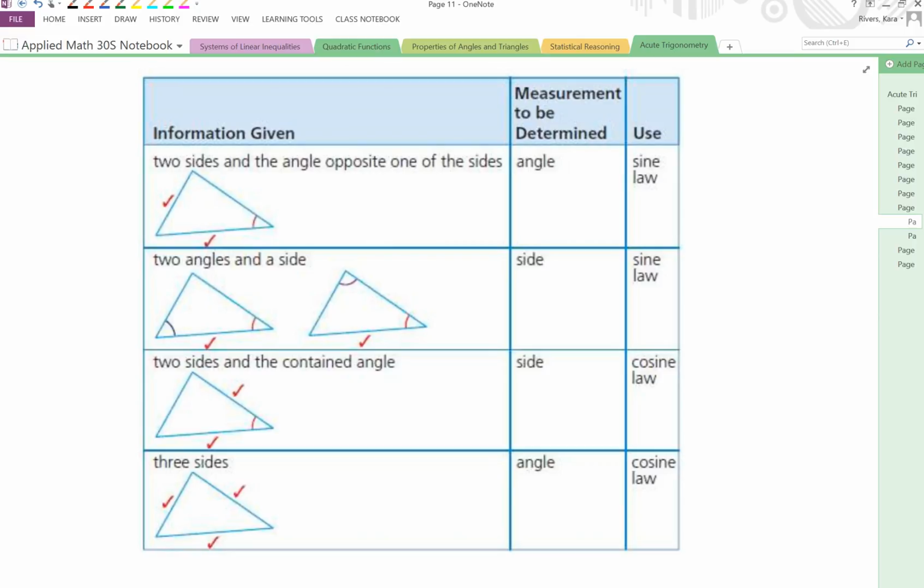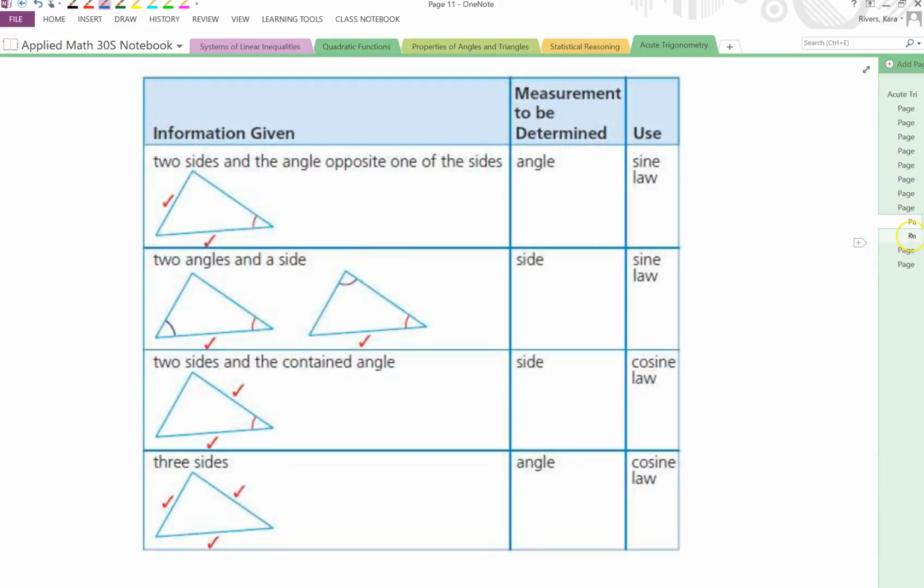Really what you should be doing is drawing a diagram. Once you've drawn a clearly labeled diagram, choosing a strategy becomes much easier, but this table is very helpful. How do we use this table? Well, for the first one, for example, that means we're given two sides and we're solving for the angle opposite one of the sides. The measurement to be determined is that angle, so we use the sine law, and so on. So as long as you have a clearly labeled diagram, you can choose which strategy you need to use.